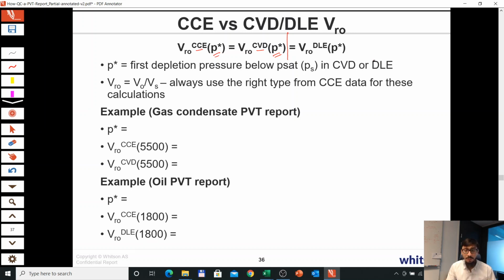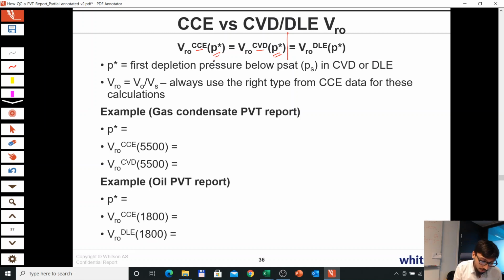The basic idea is that in CCE we are not removing any composition, while in a CVD or DLE experiment we start removing composition from the second pressure. So when we deplete the total fluid composition to the first pressure below the saturation pressure, the equilibrium phases should be the same as in the CCE experiment, because the composition that we are flashing to the first depletion pressure is the same in both CCE and CVD.